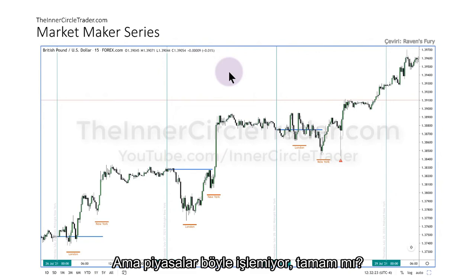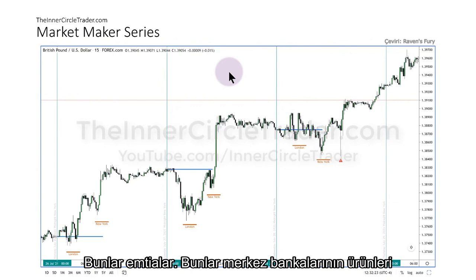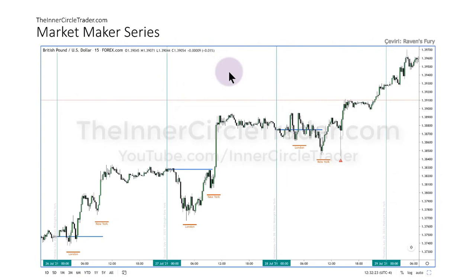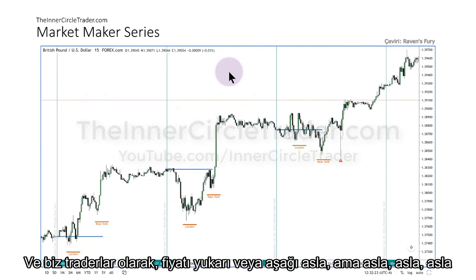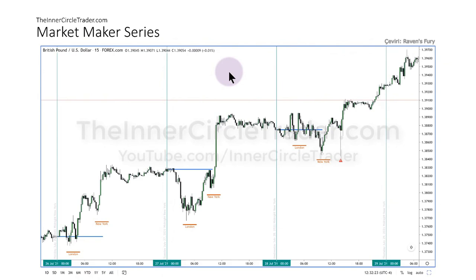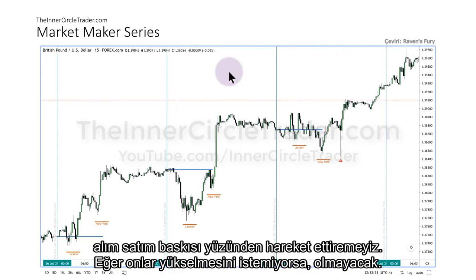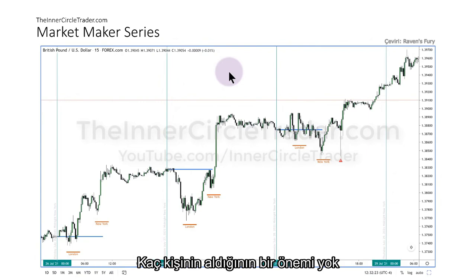That's not what these markets are doing, okay? These are the commodity. These are the products of a central bank. Their business is to control everything. Everything. And we as traders will never, absolutely never, ever push price higher or lower because of buying and selling pressure. It's not going to happen. If they don't want it to go higher, it doesn't matter how many people buy it. It isn't going higher. That's it.